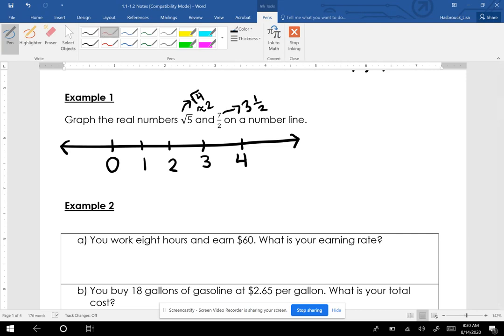Now let's plot these. The square root of 5, we determined it's a little more than 2. So we can put it about right here. I'm going to go ahead and label that for us. And then 7/2 is 3.5, so between 3 and 4. Now, as you can see from plotting them on a number line, 7/2 is the greater number. And that's it for that example.